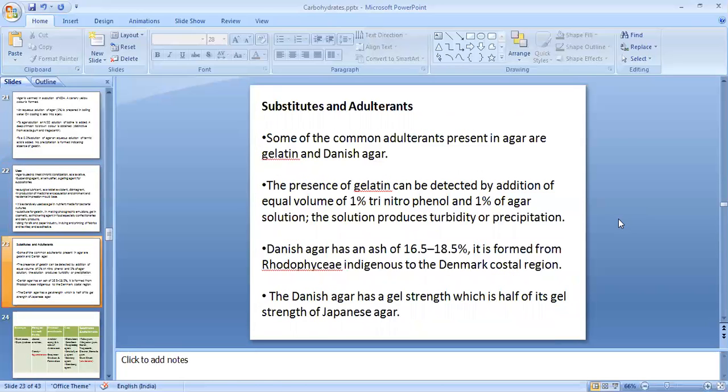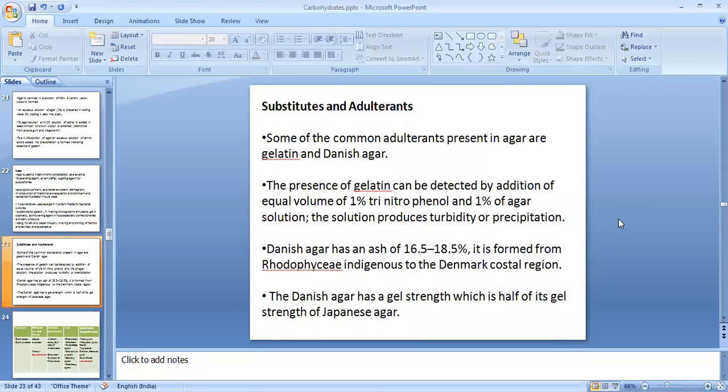And next, the last point in the pharmacognosy of agar, is the substitutes and adulterants. The common adulterants or substitutes for agar are gelatin and Danish agar. The presence of gelatin can be detected by the addition of trinitrophenol, that is nothing but saturated picric acid solution, to a 1% solution of agar. The solution produces turbidity or precipitation.